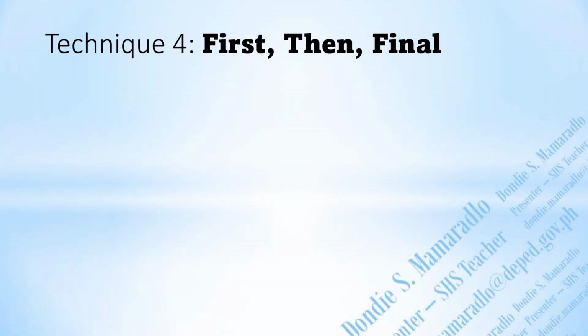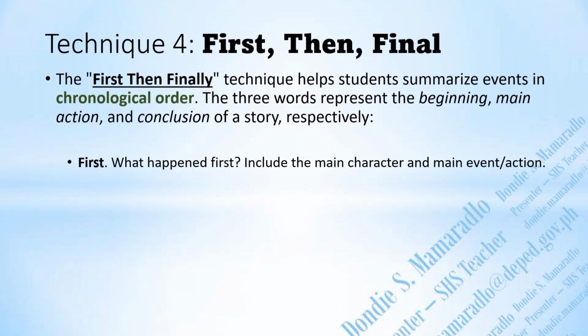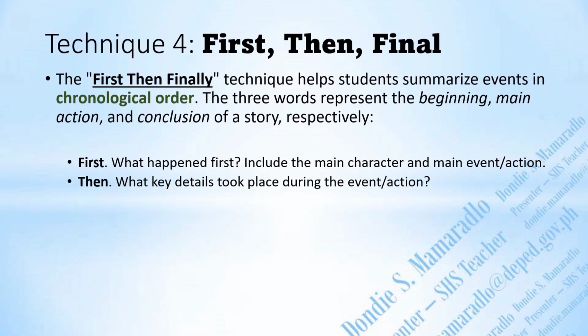Technique 4 is first, then, finally. The first, then, finally technique helps students summarize events in chronological order. The 3 words represent the beginning, main action, and conclusion of a story respectively. First, what happened first? Include the main character and the main event or action. Then, what key details took place during the event or action? Finally, what were the results of the action or the event?